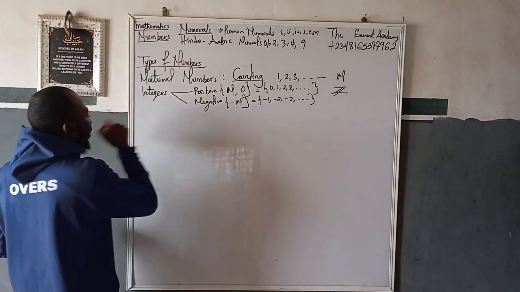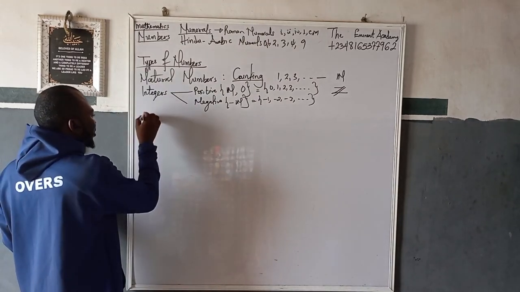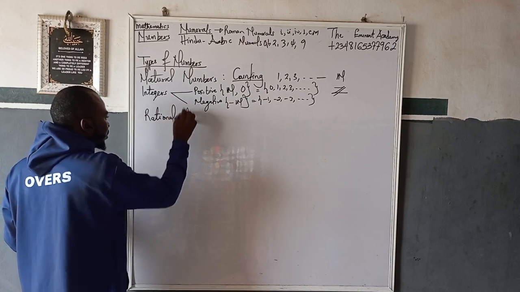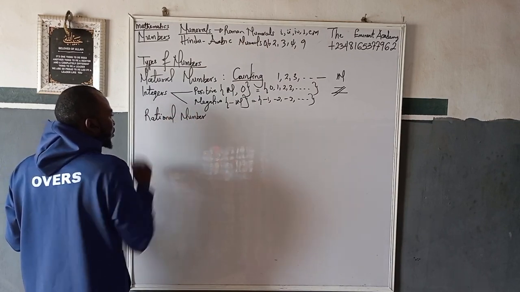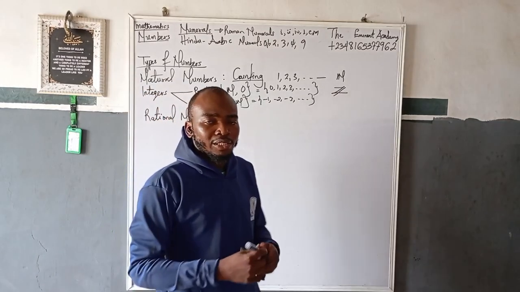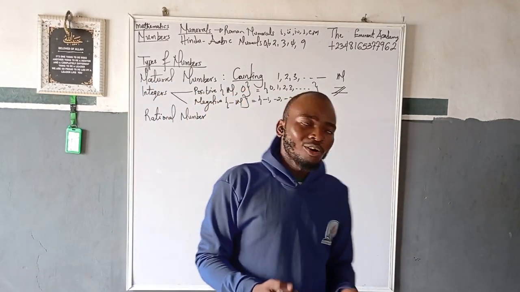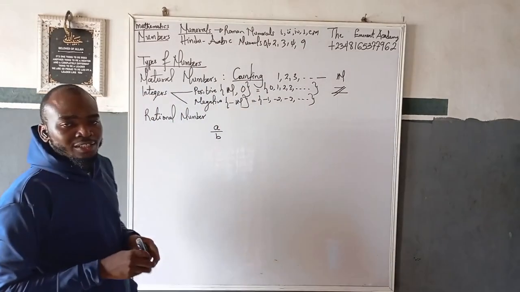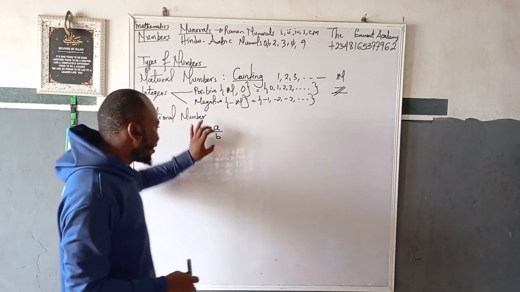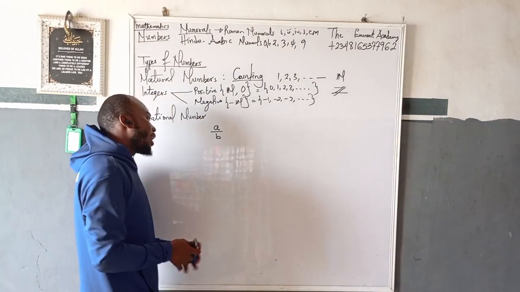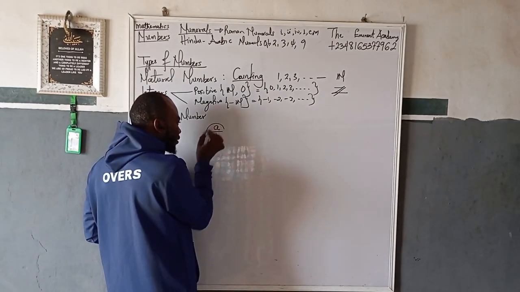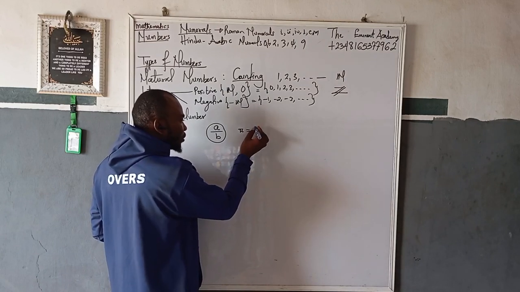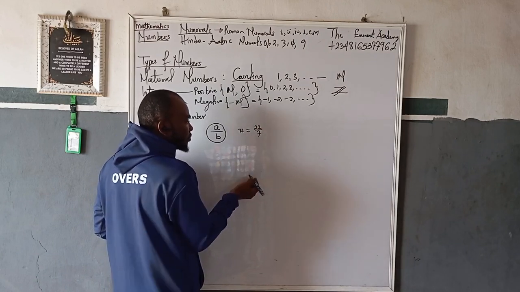Now, the other one that we have is the rational number. By definition, what do we say a rational number is? By definition, rational numbers will be called numbers that can be expressed in A over B form. And this may bring about some misunderstanding. What do I mean by that? If I say numbers that can be expressed in A over B form, what about if I have pi? We know that pi can be expressed as 22 over 7, right?